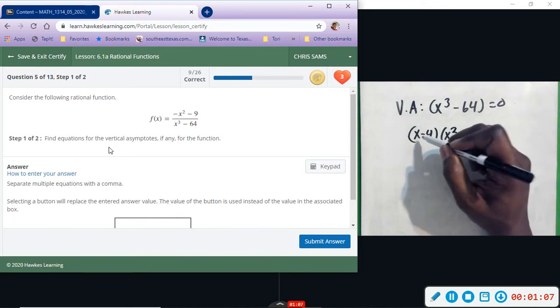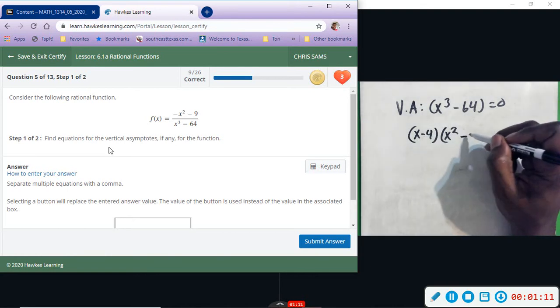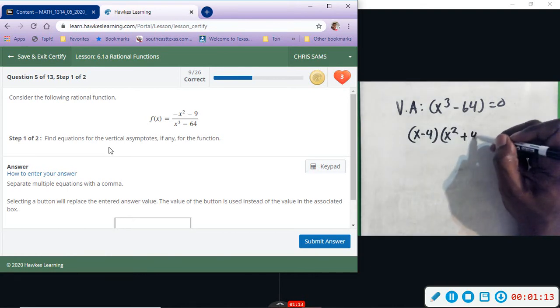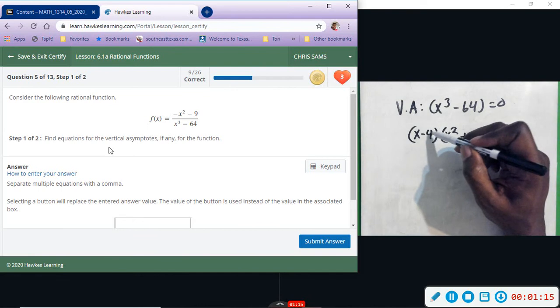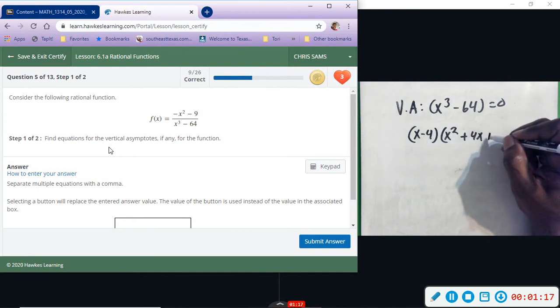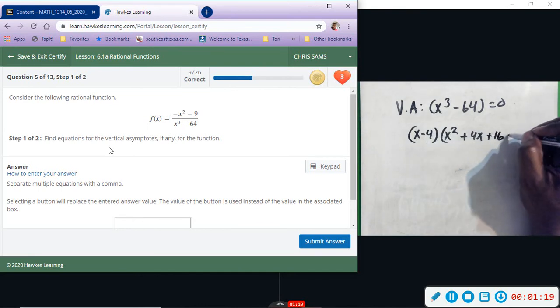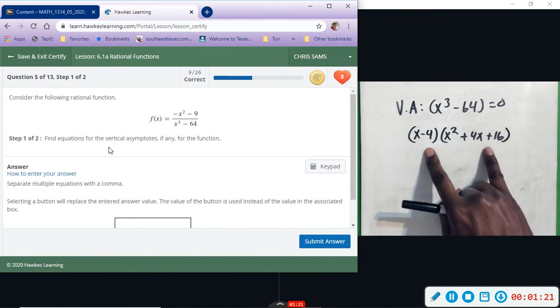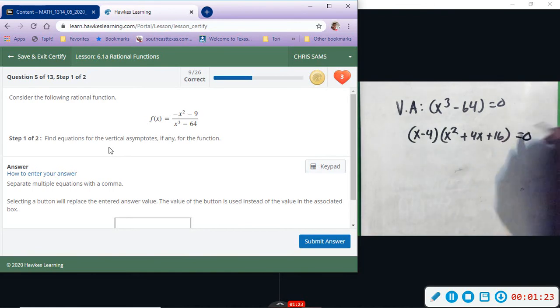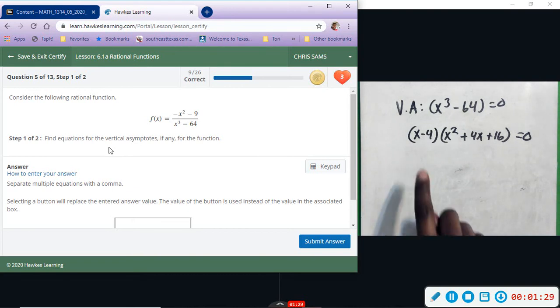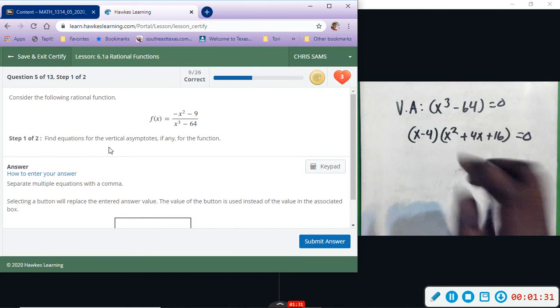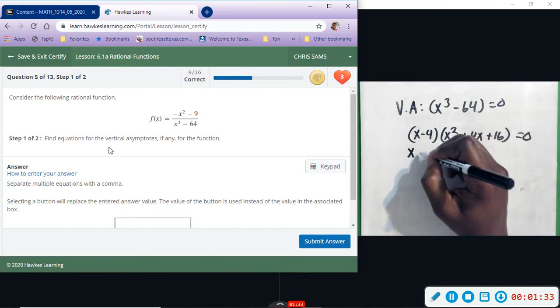x squared. Multiply these 2 terms together, that will be a negative 4x, but you change the sign, so positive 4x. And then you square the last term, which will be a positive 16. Last term is always positive. So this is what we get on the bottom. So for vertical asymptote, we will set this one equal to 0, and we will get x equals 4.